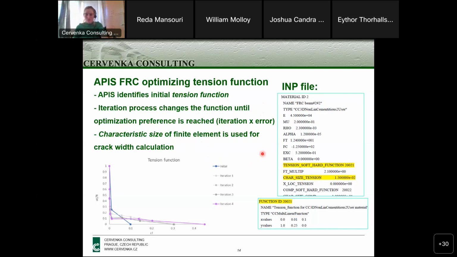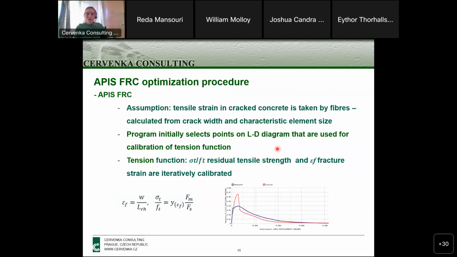That is just one necessary thing to determine the strains from the crack width. I mention it here because I will go a little bit more into the optimization procedure. There is an important assumption for the fitting process, and that is that the tensile strain in cracked concrete is taken by fibers, and it's calculated from crack width and characteristic element size, which is given by this formula.